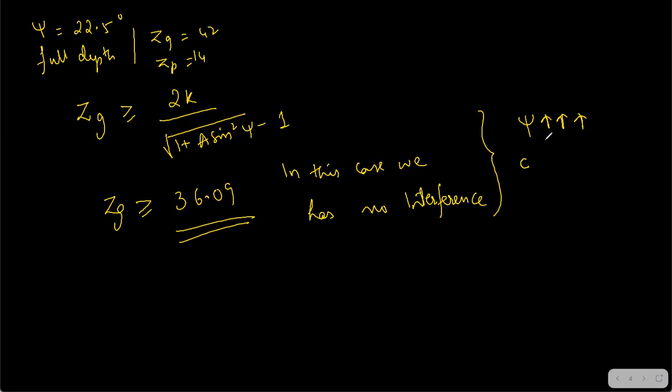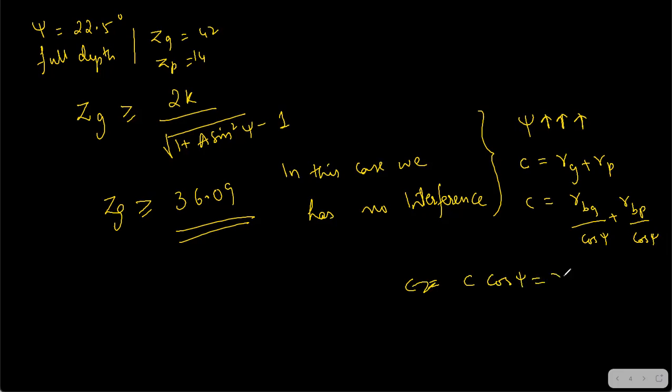So we have center to center distance equal to r of gear plus r of pinion, right? And r of gear is what? Rb of gear by cos psi plus rb of pinion by cos psi. So I can write C is equal to the sum of base circle radii. So C multiplied by cos psi is equal to Rb of gear plus Rb of pinion.